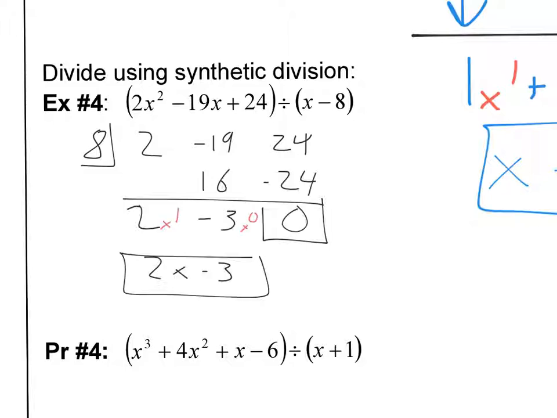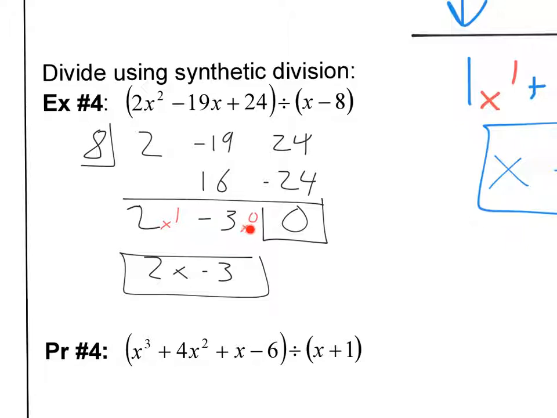Okay, so I brought down the 2. 8 times 2 is 16. Negative 19 and positive 16 makes negative 3. 8 times negative 3 is negative 24. Add those together, you get 0. You got a remainder of 0. So our answer here is 2x minus 3. Let me just go over this again real quick.